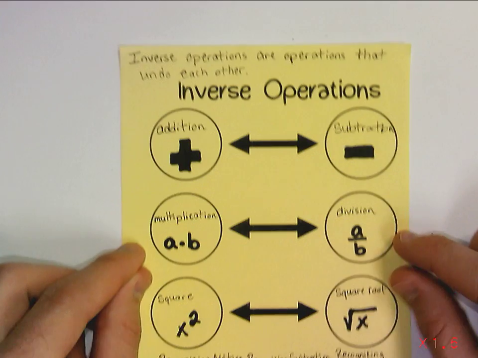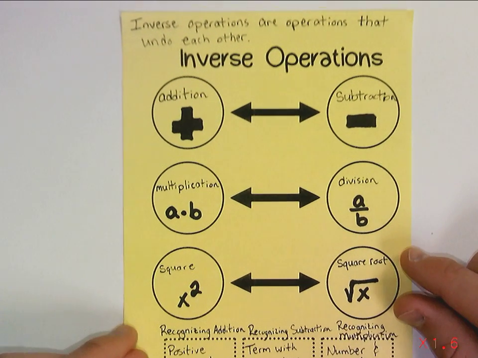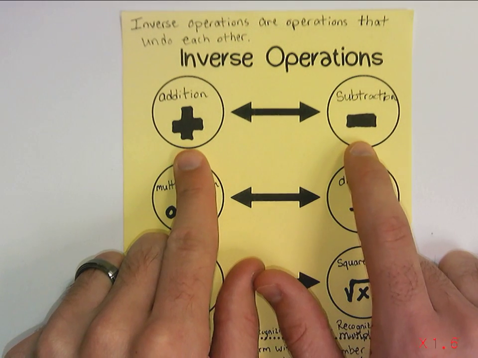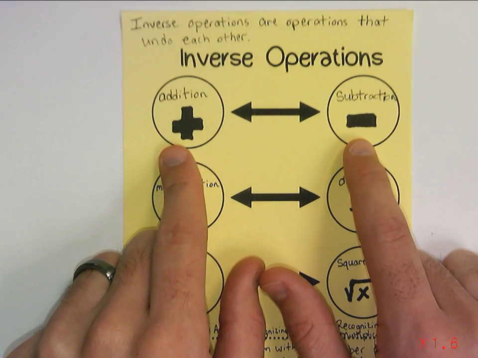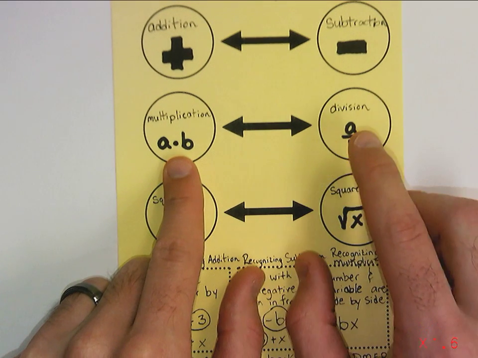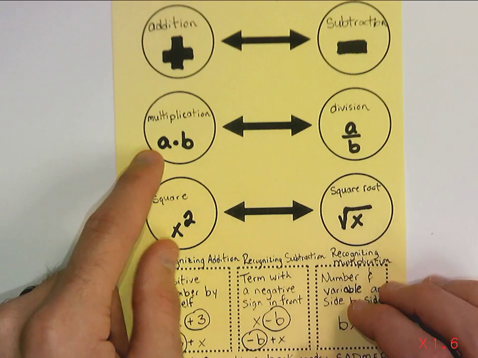So when solving equations, basically what we're doing is a bunch of inverse operations in order to get a variable by itself. Some of the inverse operations that I have listed here are: addition is the inverse of subtraction, and subtraction is the inverse of addition. Multiplication is the inverse of division, and division is the inverse of multiplication.